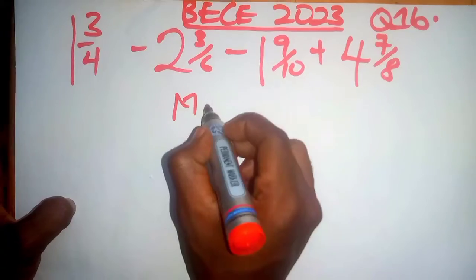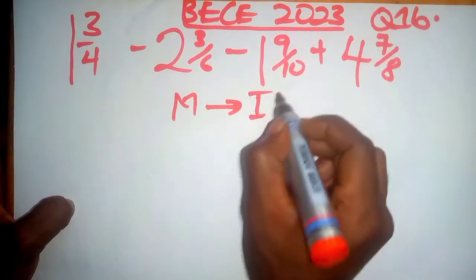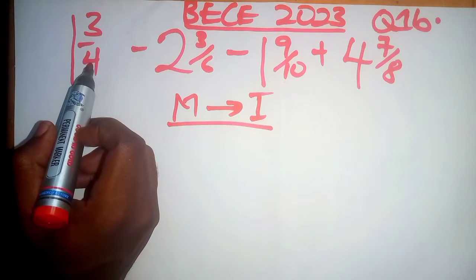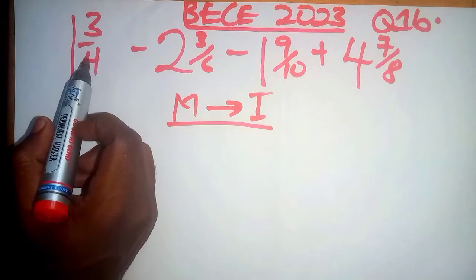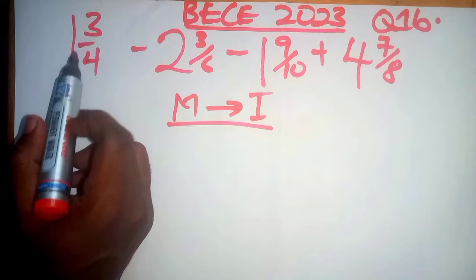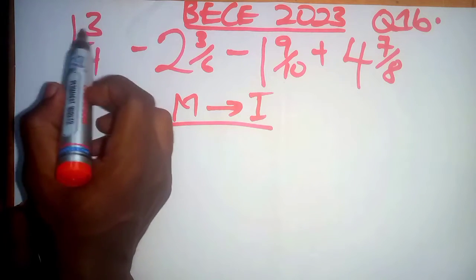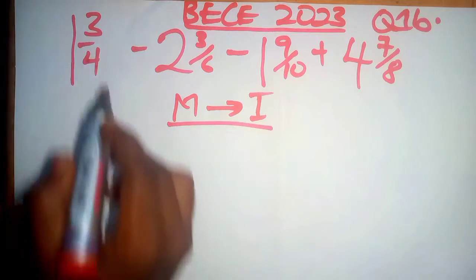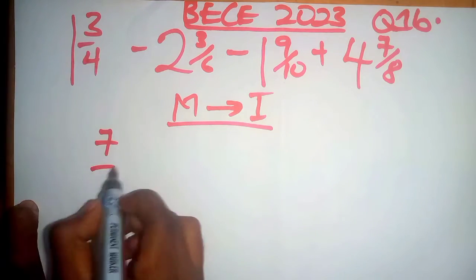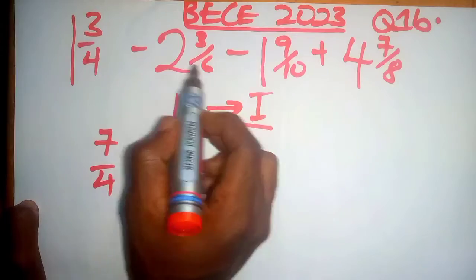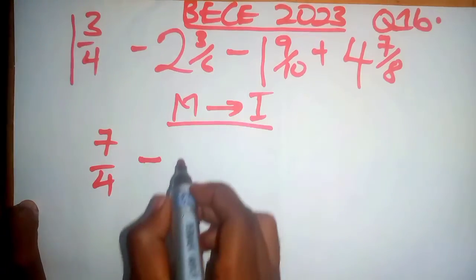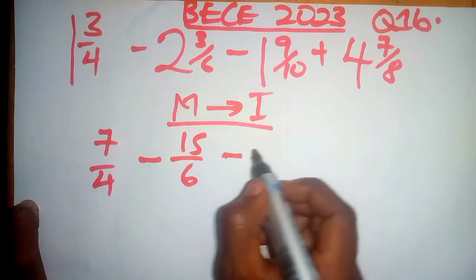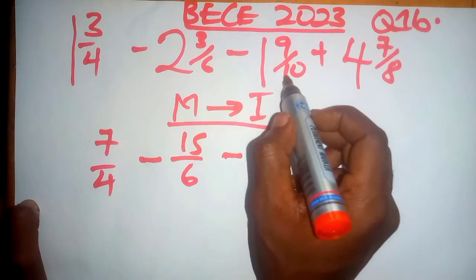So we are changing from mixed to improper fractions, right? In this case, how do we do that? We multiply the 4 here, which is the denominator, by the whole number here, and then we add what is at the numerator. So we have 4 times 1, which is 4, plus 3 is 7 over 4. Minus 6 times 2 is 12, plus 3, we have 15 over 6.